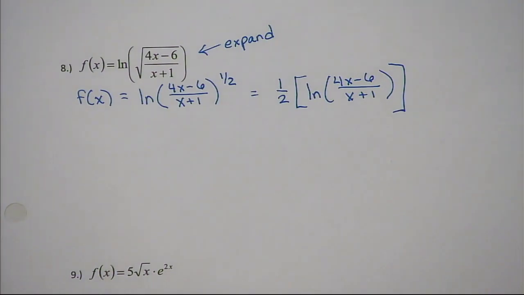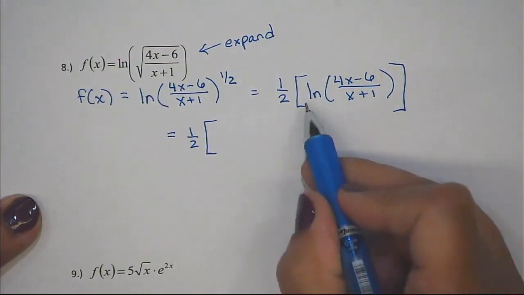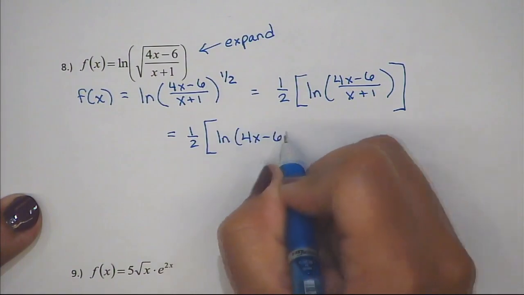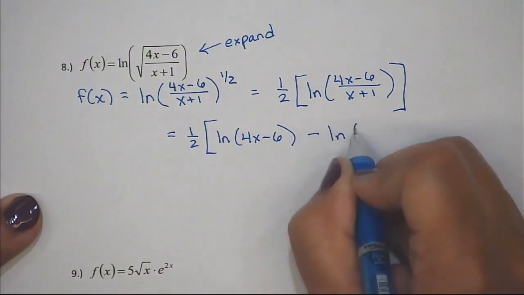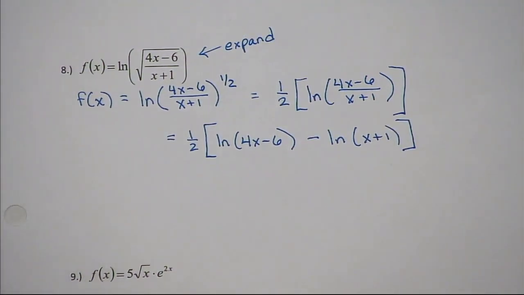And now I can expand the division problem. I can break that up into two logs being subtracted, right? If you're dividing logs, you can subtract. So leave the 1/2 out front. So I'm going to do the natural log of 4x minus 6 minus the natural log of x plus 1. That's what I want to take the derivative of, because now I got two easy logs to take the derivative of. I don't have to do any quotient rules, anything.